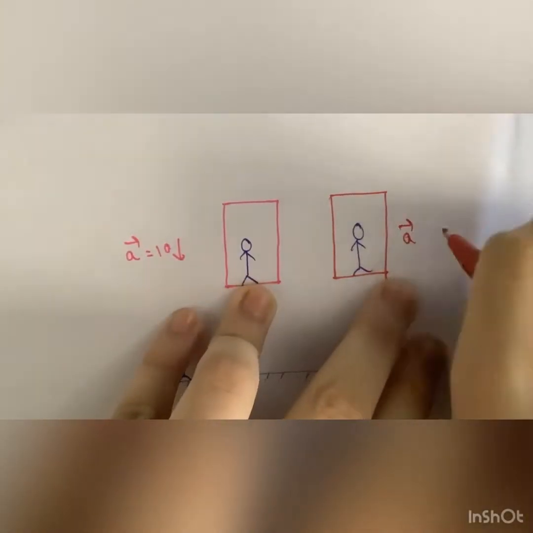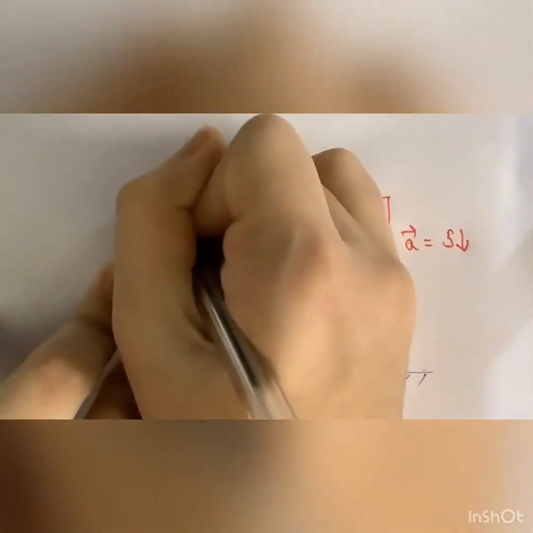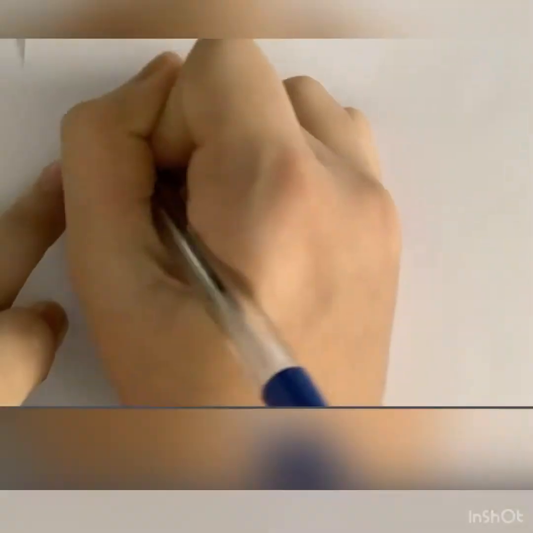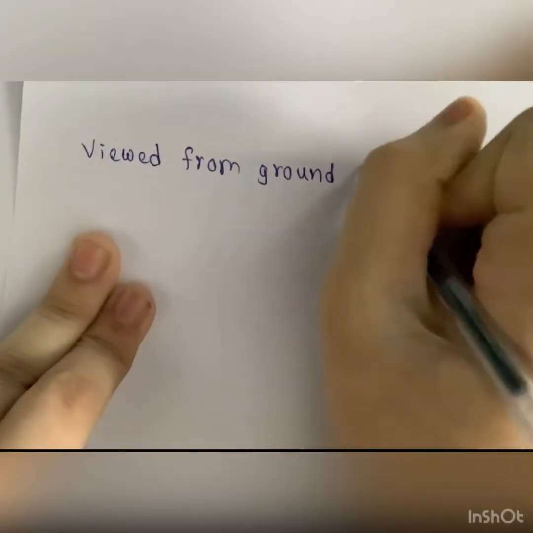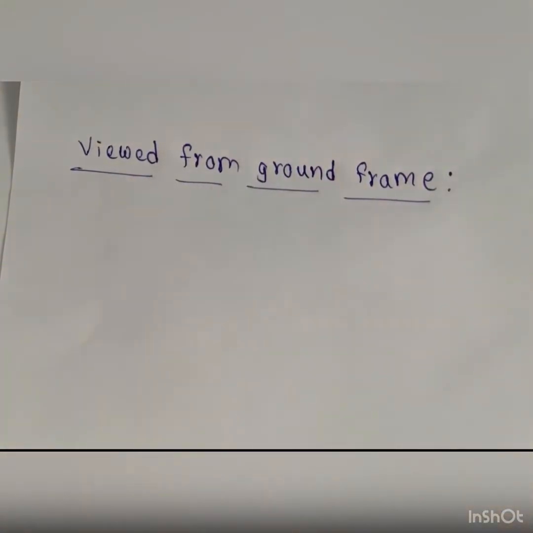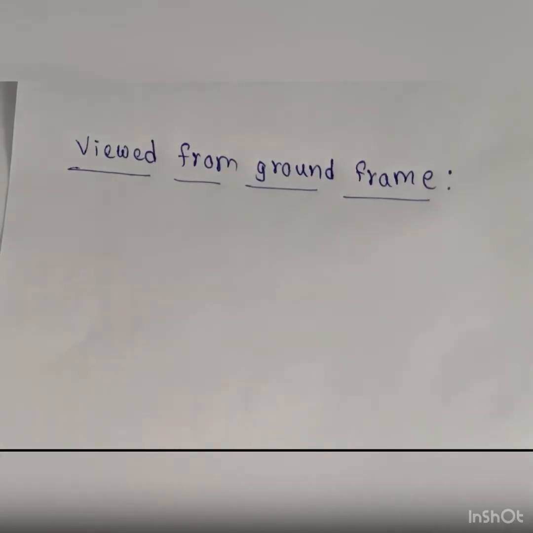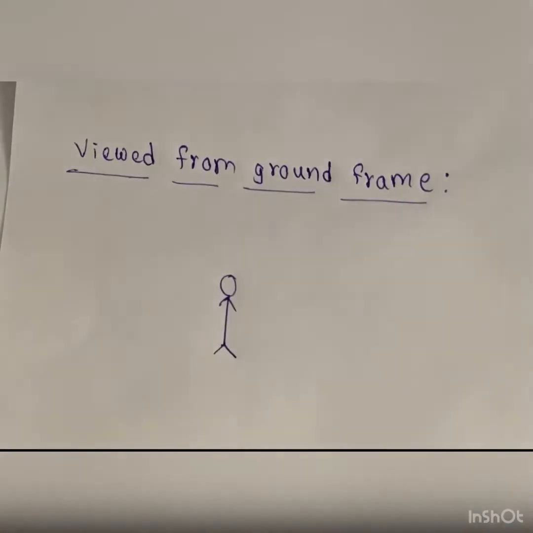Also, I would like to note that I've taken the value of small g to be 10 meters per second squared throughout this video. Now let's look at the forces acting on the person in the pink lift as viewed from the ground frame. One force is the force of gravity equal to mg, and the other is the normal force exerted by the surface of the lift. Therefore, the resultant force is mg minus normal downwards.